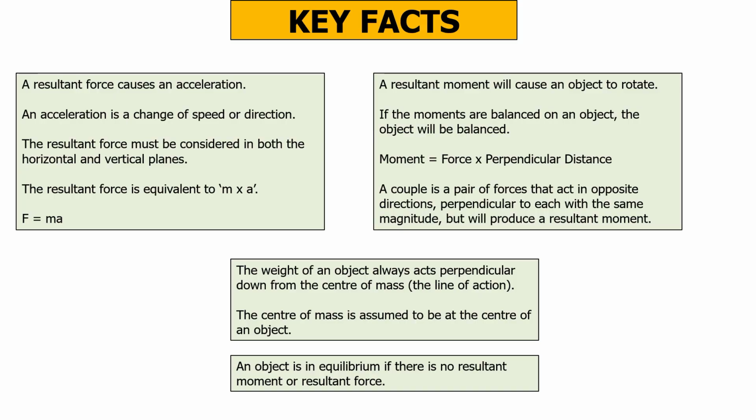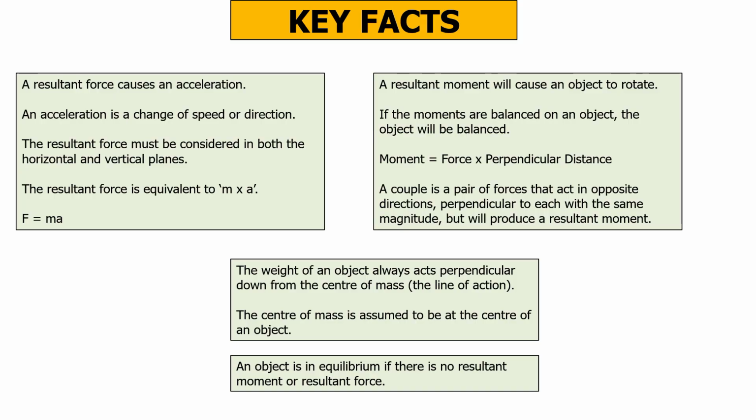We know that a resultant moment will cause an object to rotate. If the moments are balanced on an object, the object will be balanced. A moment is the force times the perpendicular distance, and a couple is a pair of forces that act in opposite directions, perpendicular to each other, with the same magnitude, but will produce a resultant moment.